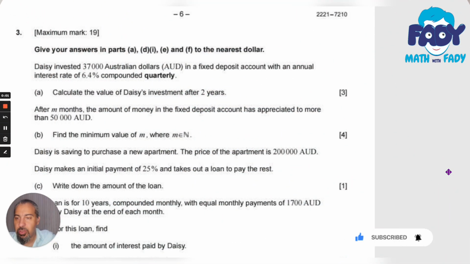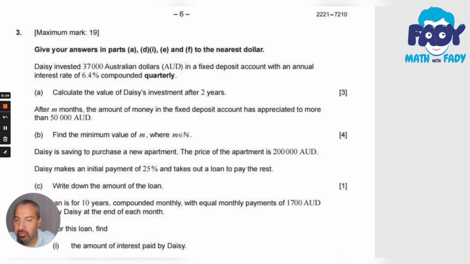Solving Math Applications SL, Paper 2, May 21, Time Zone 1. Let's get started. Question number 3. Give your answers in parts A, D, E, and F to the nearest dollar. This is an important note at the beginning.